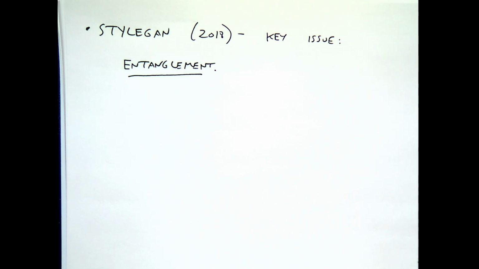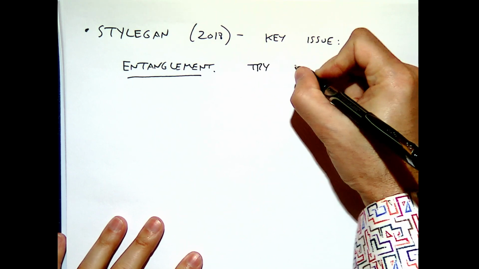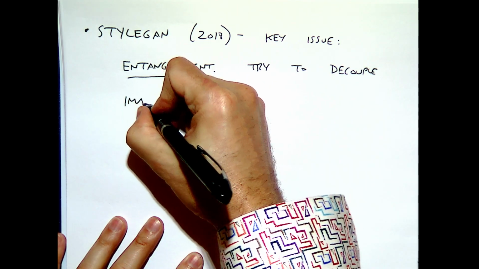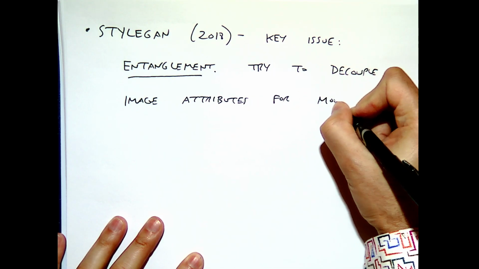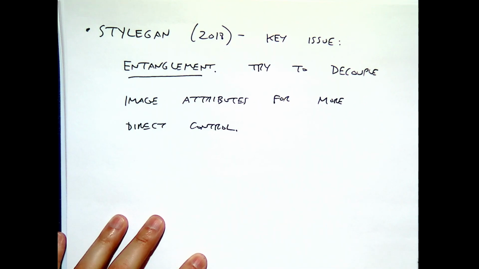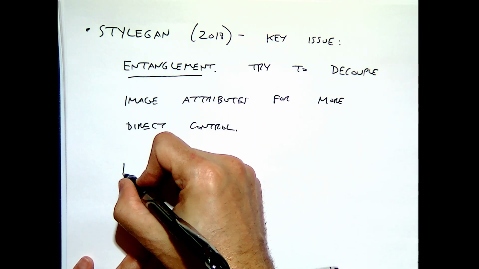So the idea behind StyleGAN was to push attributes apart in the latent space, to decouple image attributes for, I guess I would say, more direct control. What you want to do is disentangle the latent space. And StyleGAN did this by introducing a second level latent space. StyleGAN introduced what are called style vectors.